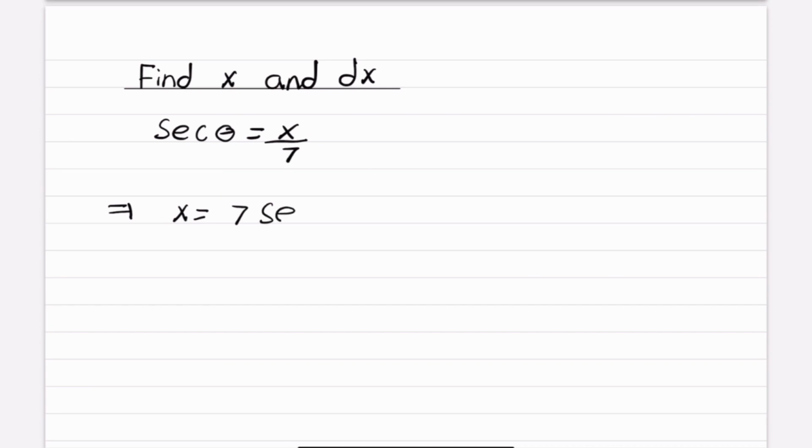Now we are going to find x and dx. Beginning with the original trig equation, we have that secant theta is equal to x over 7, which means that x is equal to 7 secant theta, which means that dx is equal to 7 secant theta tan theta d theta.